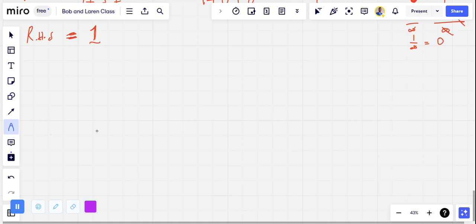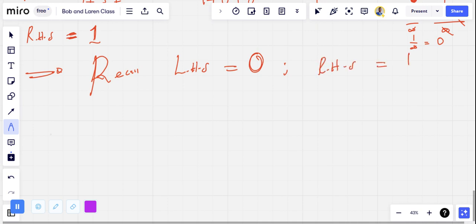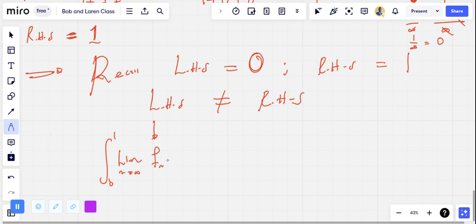So in summary, recall that our left hand side from equation star is 0. Now we have our right hand side equal to 1, which implies that the left hand side is not equal to the right hand side. And our left hand side is actually the integral from 0 to 1, when the limit is under the integral, of fn(x) dx, which we have just proved is not equal to the case when the limit is outside the integral. And this is for the right hand side.